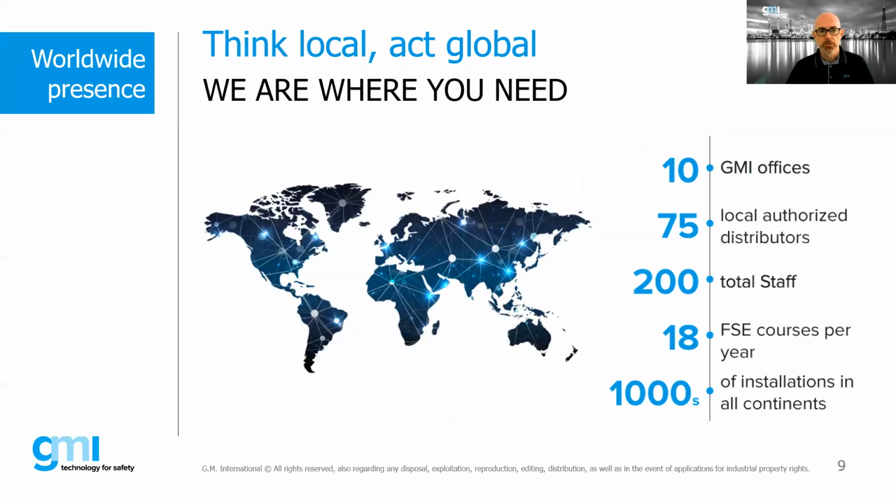The following slides show how GM International is located around the world, with over 200 people who make up our staff distributed on all continents. We have product stock distributed in our main branches in Dubai, Singapore, India, Houston, and from this year also in Moscow.